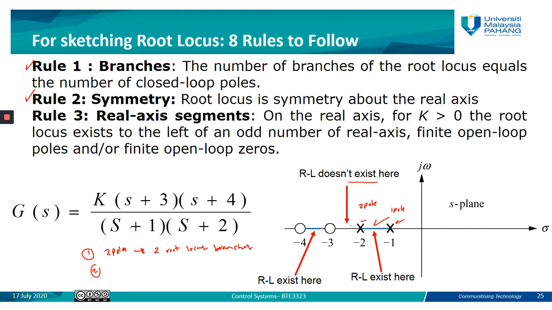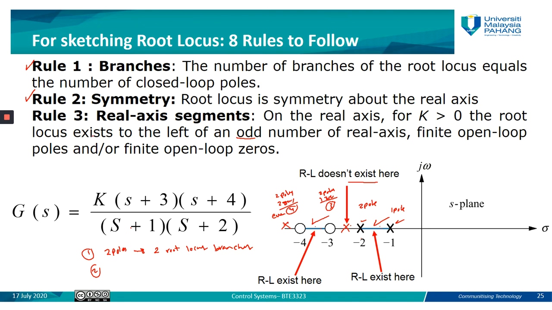We come here, we are on the left of 2 poles and 1 zero. So the total is 3. 3 is an odd number here, so there is a root locus. Here we are on the left of 2 poles and 2 zeros. So the total is 4. 4 is an even number, so there is no root locus here. Okay, so no root locus in this area, no root locus in that area, only we have 2 root locus here.